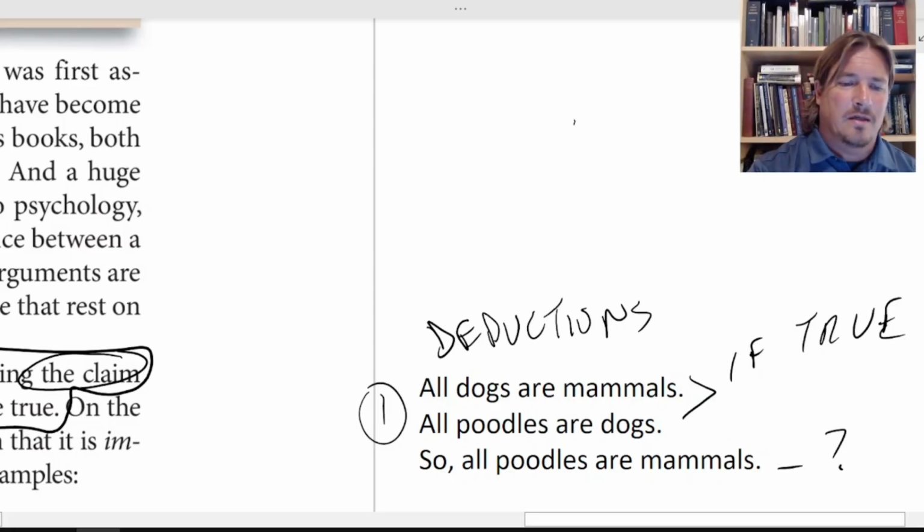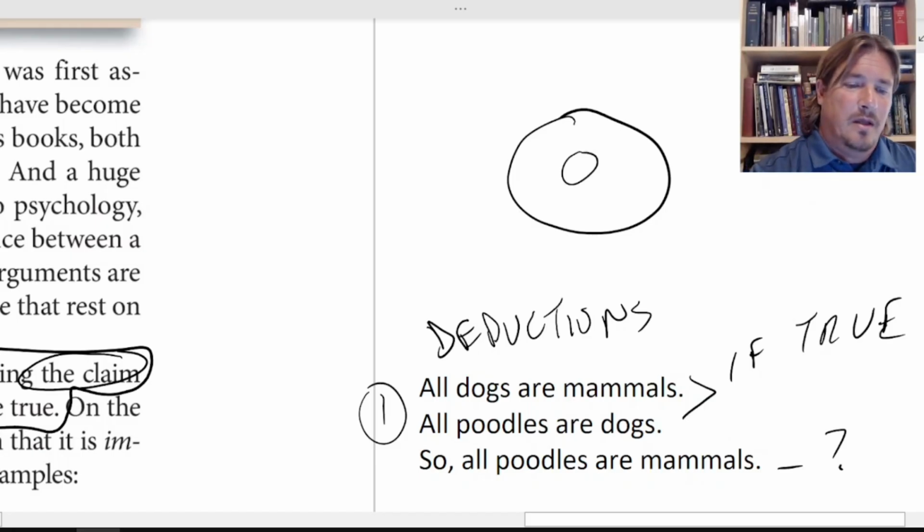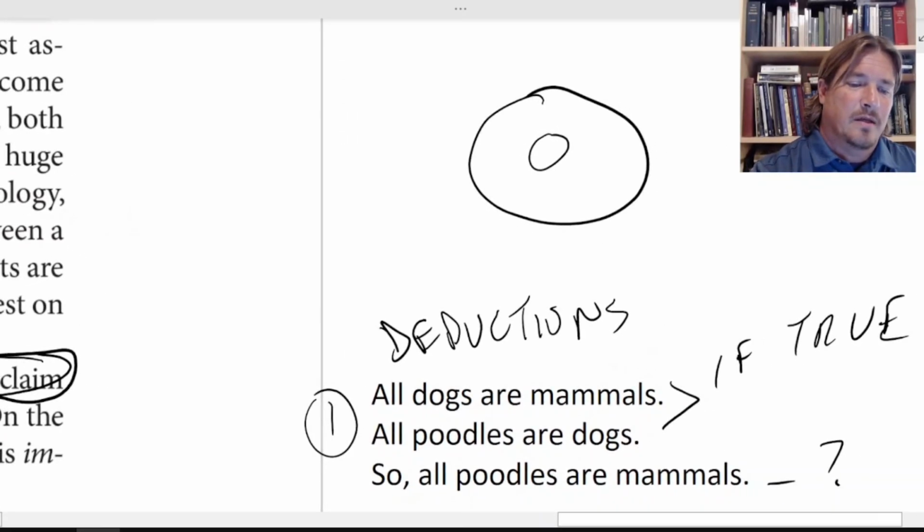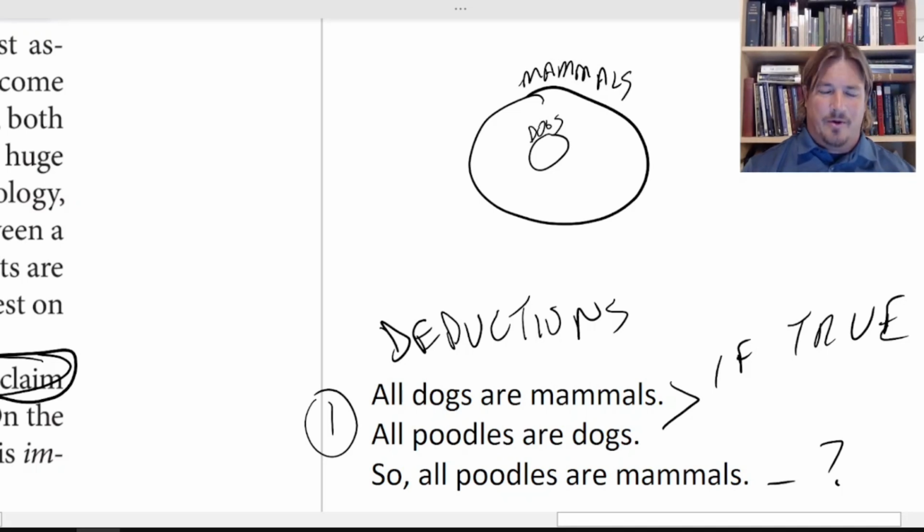Now, you can see this clearly if you draw a diagram. The inside circle represents dogs. The outside circle is mammals. So this diagram says that all dogs are mammals. Everything in the dog category is in the mammal category. And then if you put poodles right inside here, poodles are dogs, that's the second premise, then where must the poodles be? They have to be in that mammal category. This is a simple kind of deduction. So it's impossible, if those premises are true, that the conclusion can be false.